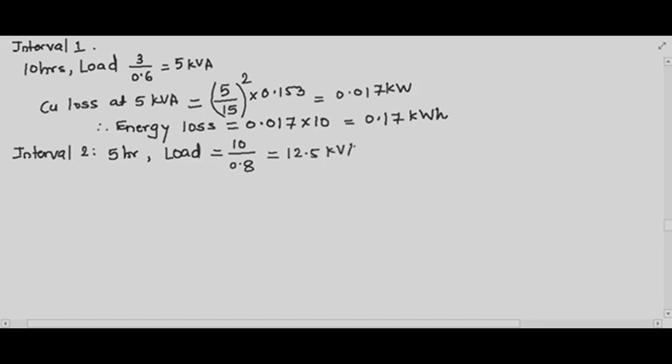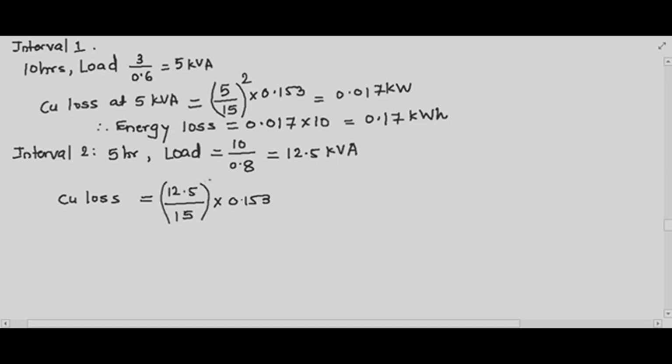Why are we finding out load in kVA? Load from kW into kVA, because my copper loss is given at that particular kVA. Means copper loss at 15 kVA I got. So I have to find out the copper loss at this much kVA. So what is copper loss? Copper loss at 15 kVA is 0.153 kilowatt. So for 12.5 kVA, how much is it?